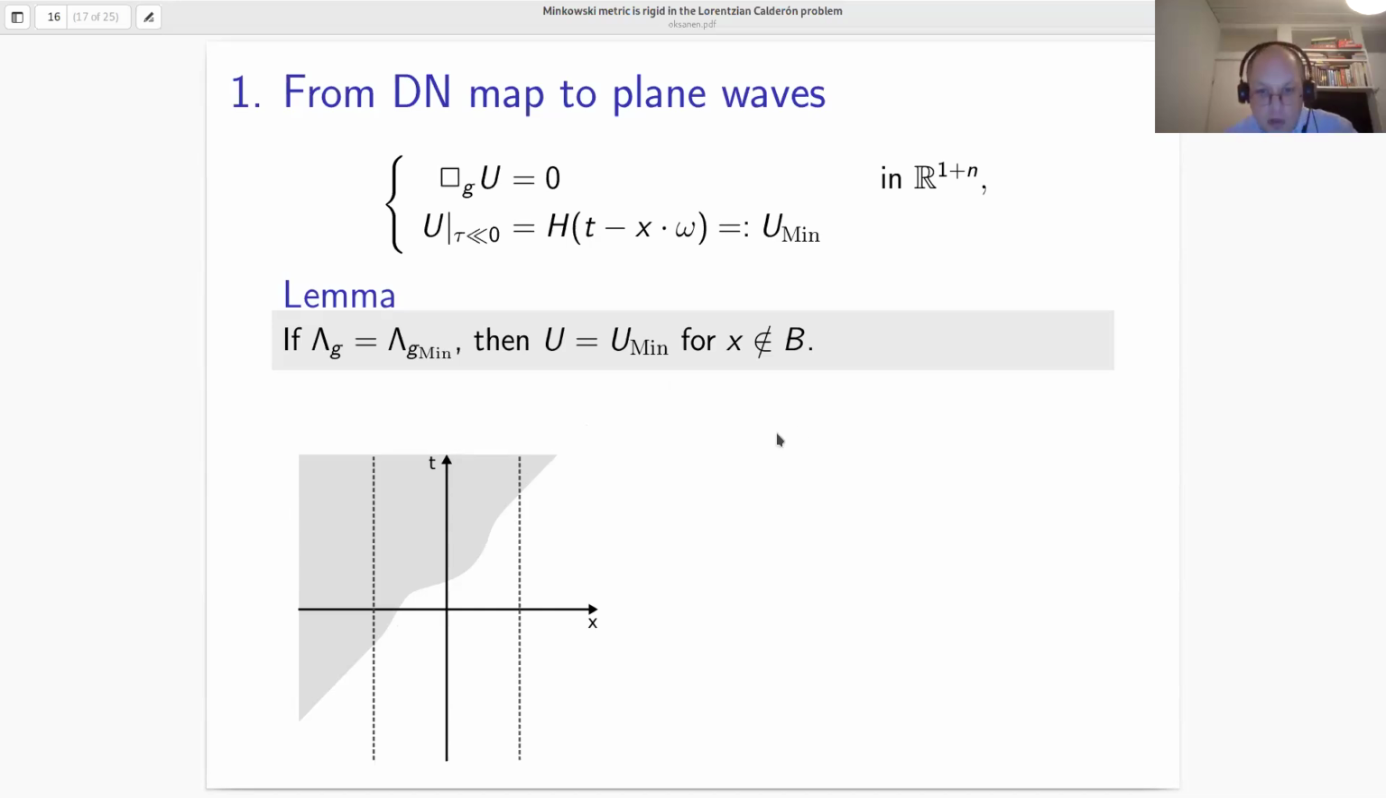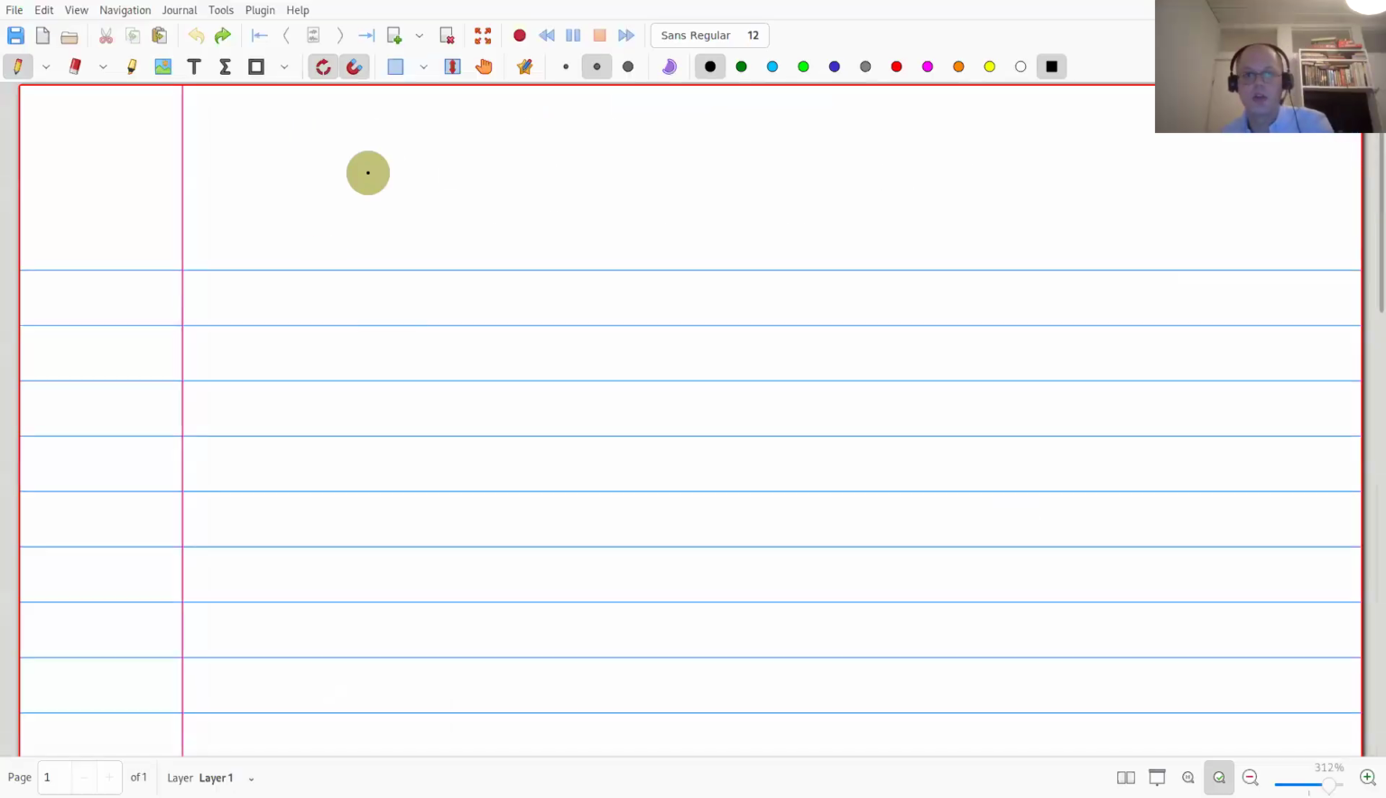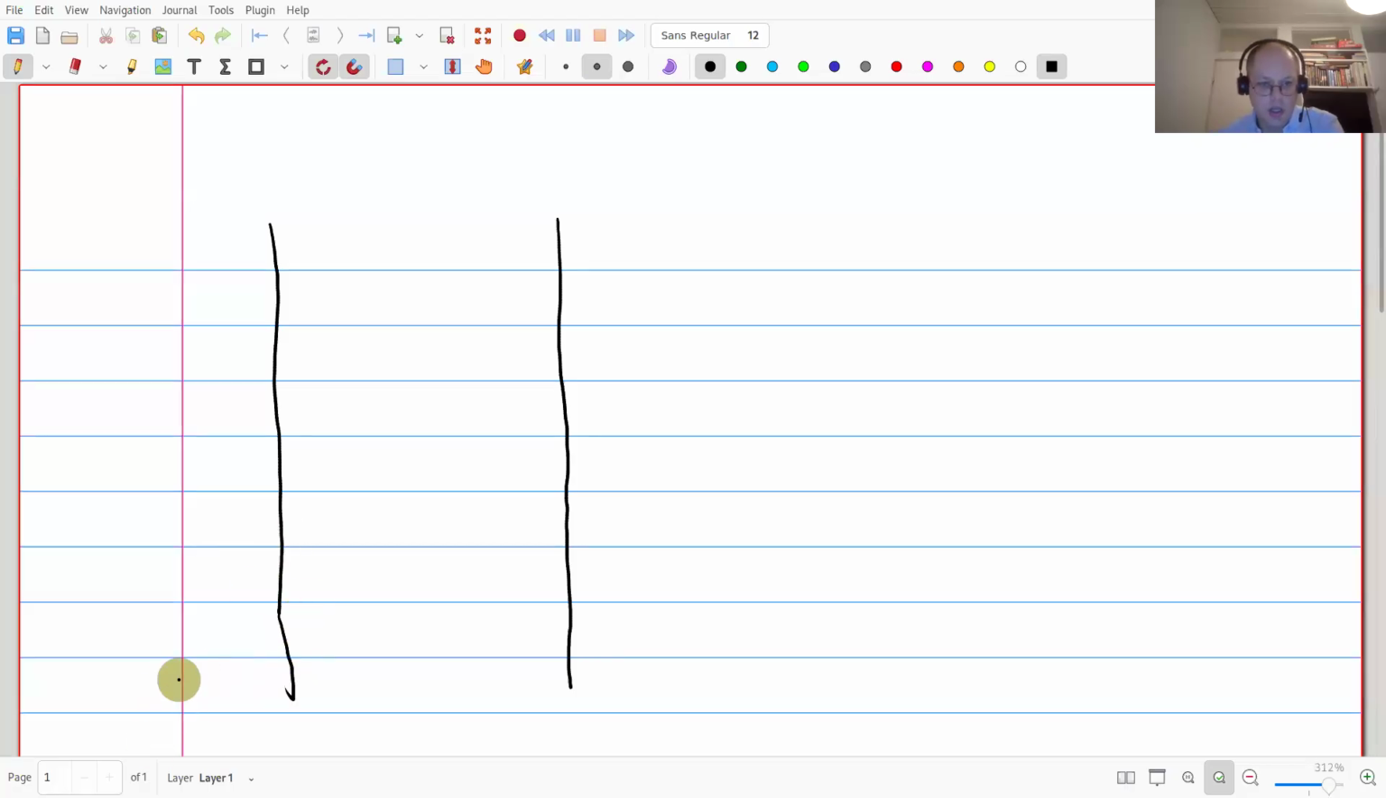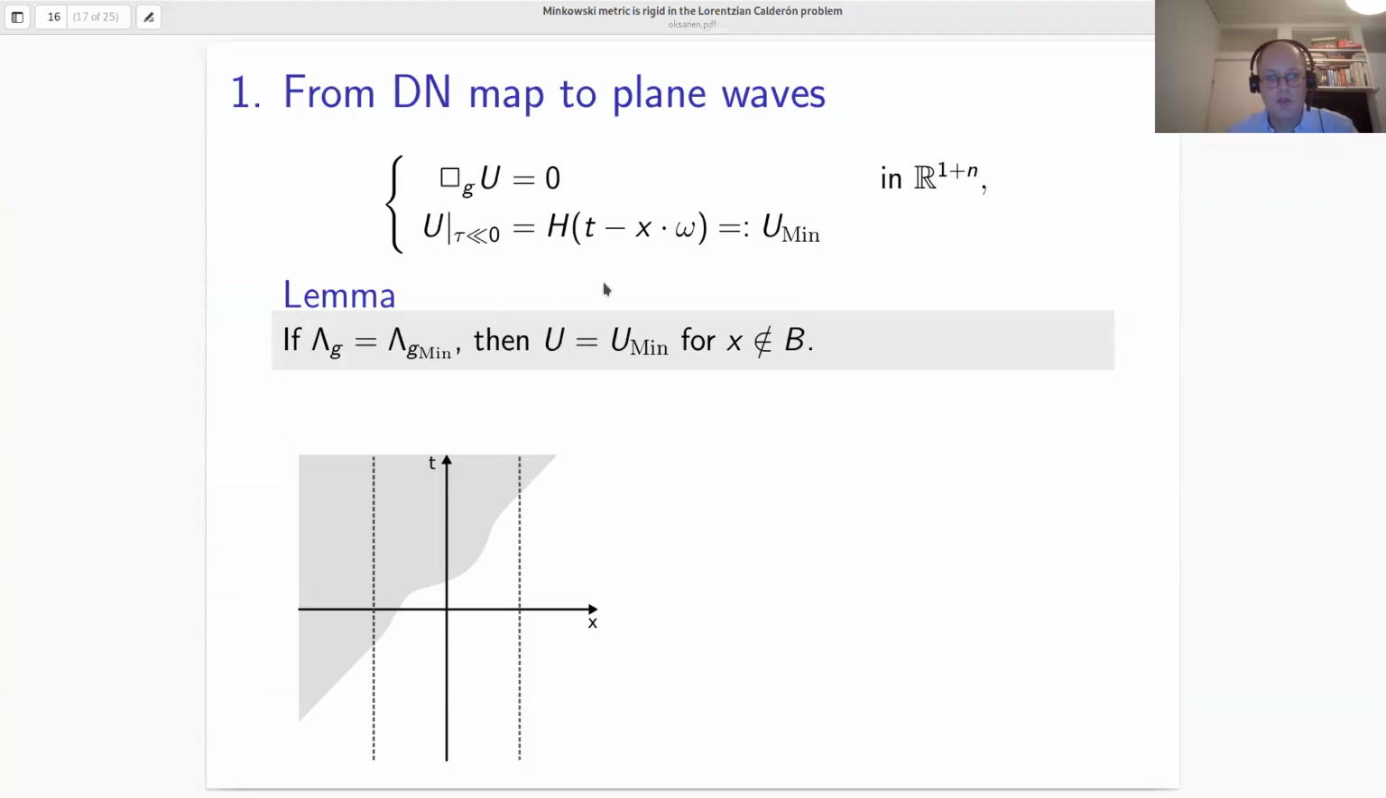I was planning to write the proof here, but that doesn't seem to be possible. So let's try to reproduce the picture here first. So I have this cylinder. Oops, and then the plane wave is coming in, and it may wiggle here, and then it comes out. Okay, so this is our starting point.